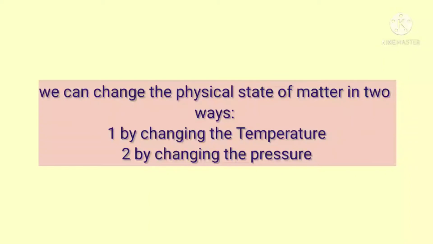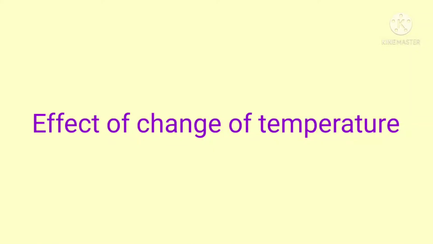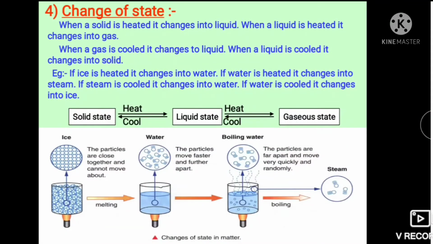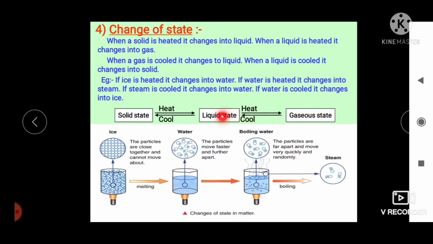We can change the physical state of matter in two ways: by changing the temperature and by changing the pressure. Let us study now how the temperature affects the change of states of matter. By increasing temperature, that is by heating, a solid can be converted into liquid state, and the liquid can be converted into gaseous state on heating. And by decreasing the temperature, that is by cooling, a gas can be converted into liquid state, and a liquid can be converted into solid state on cooling.